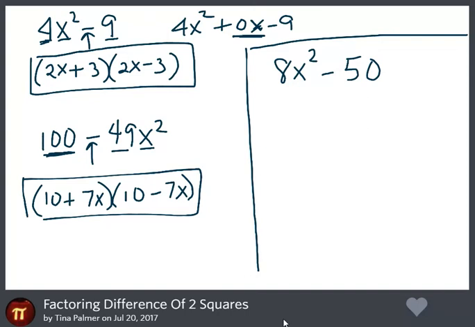Take a look at this. Is this a difference? Yes. Are these perfect squares? Not all of them. X squared is a perfect square, but those aren't. Oh dear, what shall I do?